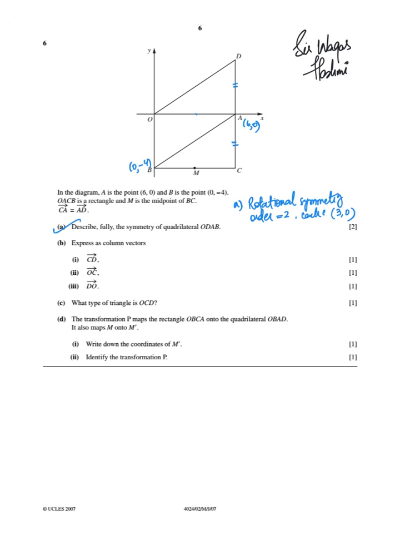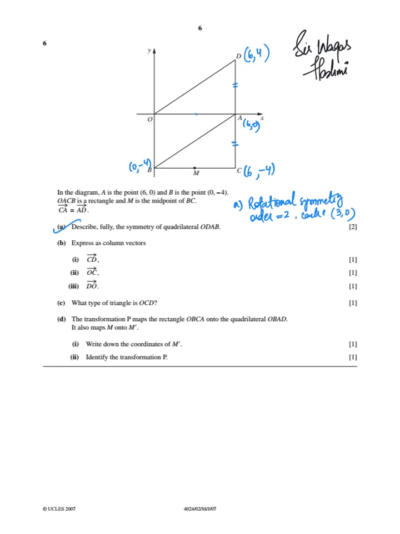Next, express as a column vector CD. Alright, so now focus on the coordinates. The coordinate of B is -4. That means the y coordinate of C will be -4 as well, and the x coordinate of A is 6. That means the x coordinate of C will be 6 as well. Similarly, the x coordinate of D will be 6, and the y coordinate, since the symmetry is 2, that means if this is 4 units, then this one will be 4 units as well.